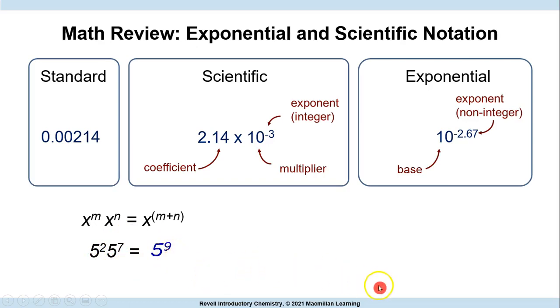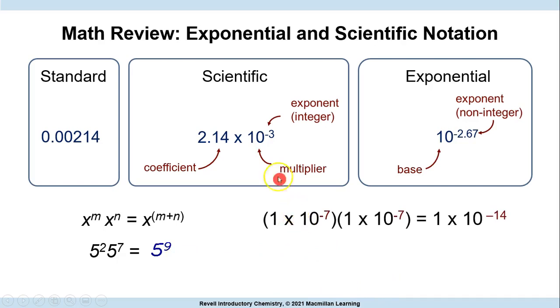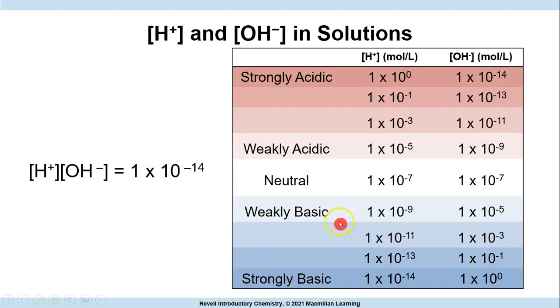Now, if you take scientific notation here, if you multiply two scientific notations, what happens is that you multiply the coefficients and then you add the exponents. So that is 1 times 1 gives you 1. Then the exponents you add, minus 7 plus minus 7. So that gives you minus 14. So that gives 1 times 10 to the minus 14.